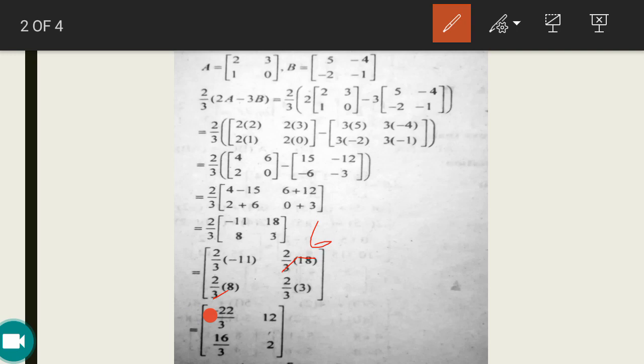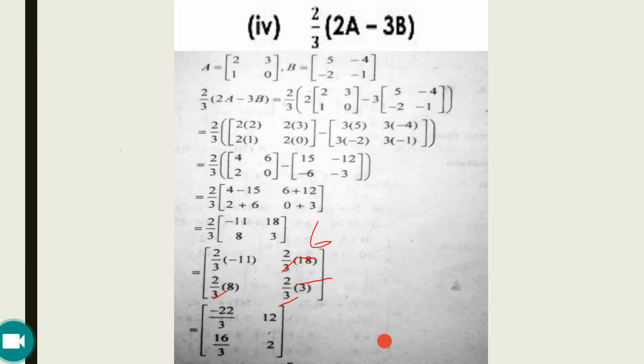8 2s are 16. This will not cancel out because 3 does not come in the table of 8, sorry, 8 does not come in the table of 3. 8 2s are 16, so 16/3 as it is, and then 3 will be cancelled out by 3, and then 2 is remaining. This is the answer of question 4 part 4.